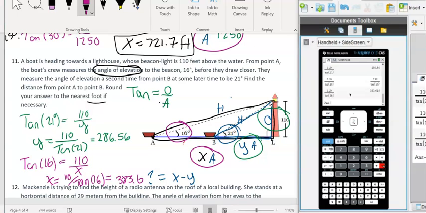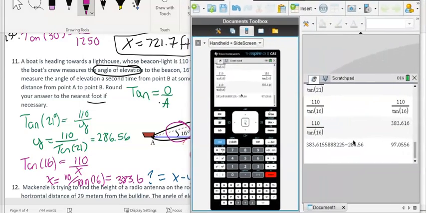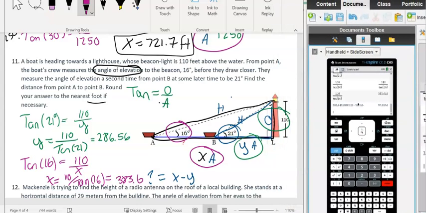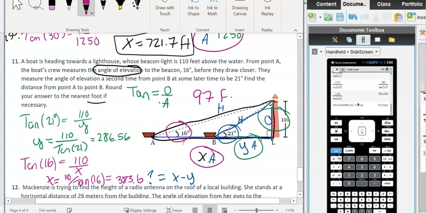So I'm going to subtract 286, and I got 97 point, gosh, I can't read that number, 0556, which it said round to the nearest foot, so that's just going to be 97. 97 feet is our final answer for this problem.